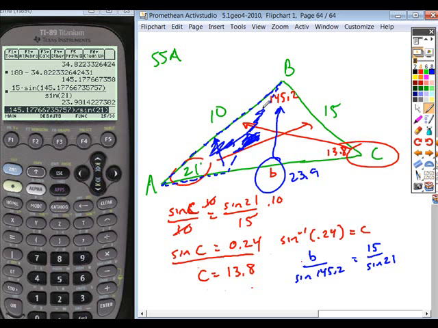And so SSA can work, but it's not guaranteed to work. And the way that SSA gives you one single triangle is if the side opposite the given angle is larger than the other side. Okay, so in this information right here, two sides and an angle. If the side opposite the known angle is larger than the other one, and again, assuming this known angle is an acute angle, you are only going to have the one triangle.